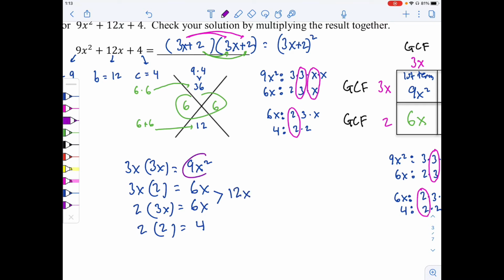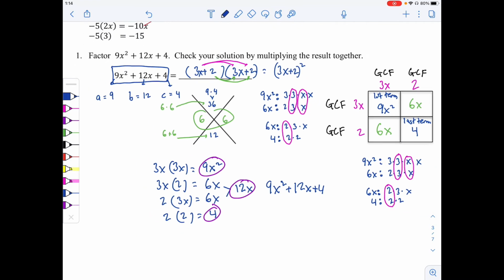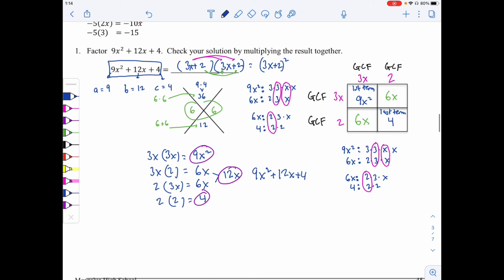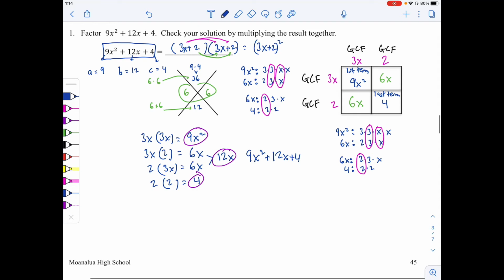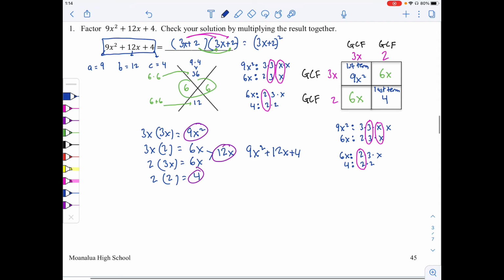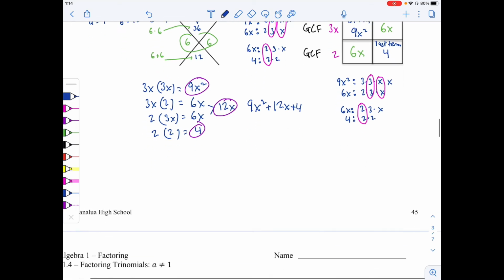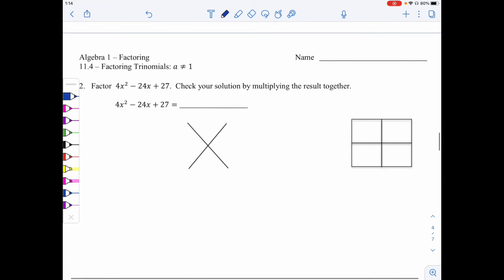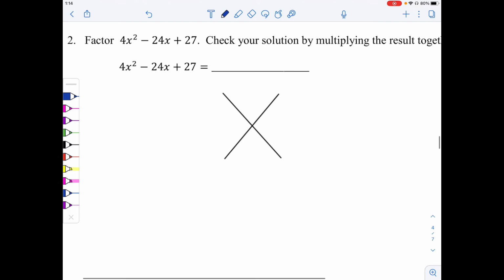So those are our values: 9x squared, 12x, and 4. And that's our answer, 9x squared plus 12x plus 4. So we are correct because that's what we started with. And that's how we show that our answer is correct. Okay, so these ones take a little bit of time before we can actually see it and try to guess and check it. But we're just doing this process because this will never fail, never fail.